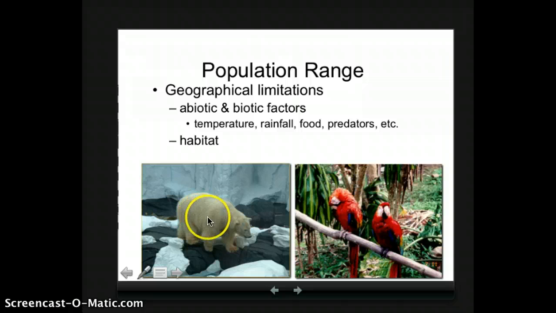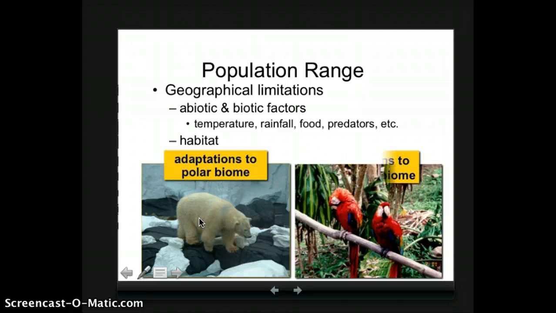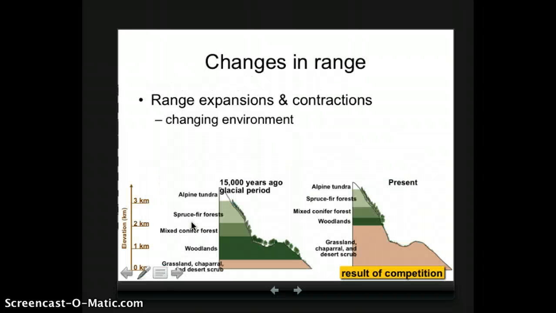Species have adapted to their biomes or their habitats for thousands of years. Okay. You can also get population sizes that change in their range.